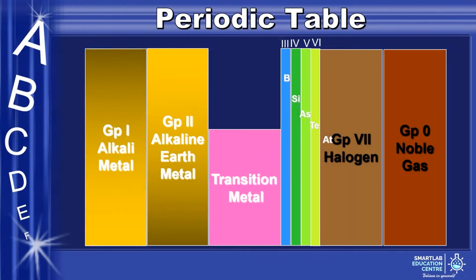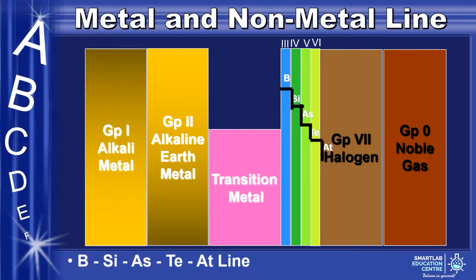As seen in the diagram below, it shows what type of elements belong in each group. The black line drawn in the diagram below is known as the metal and non-metal line, where it separates the non-metals and metals.